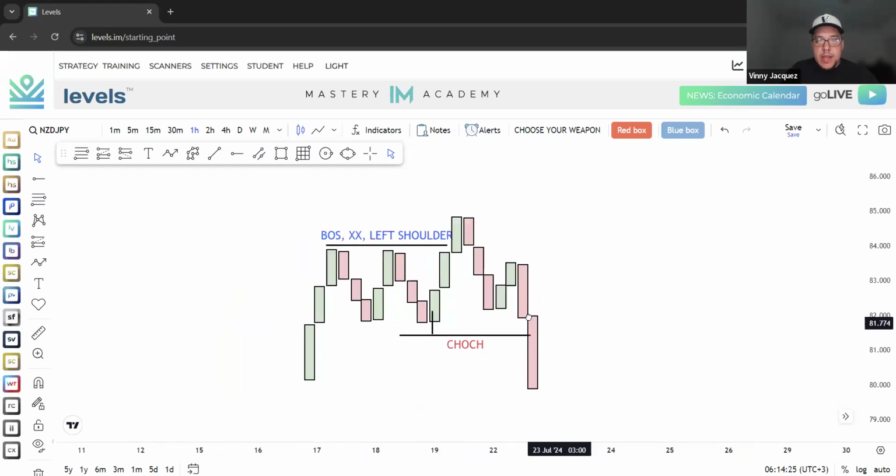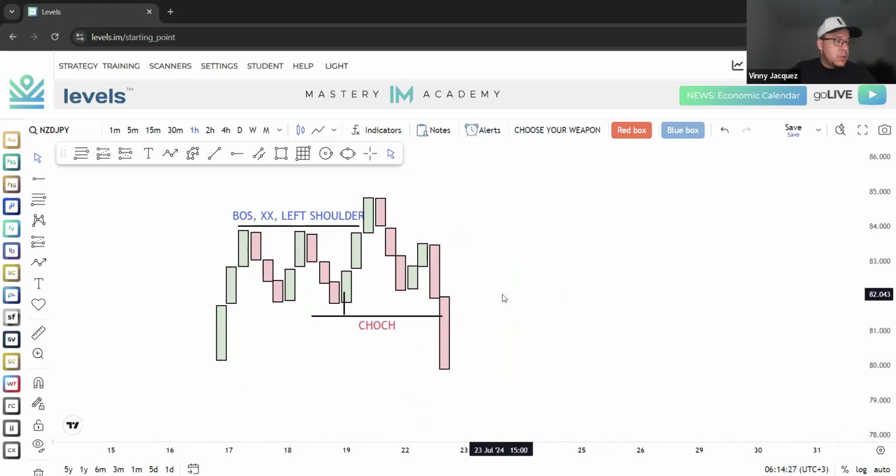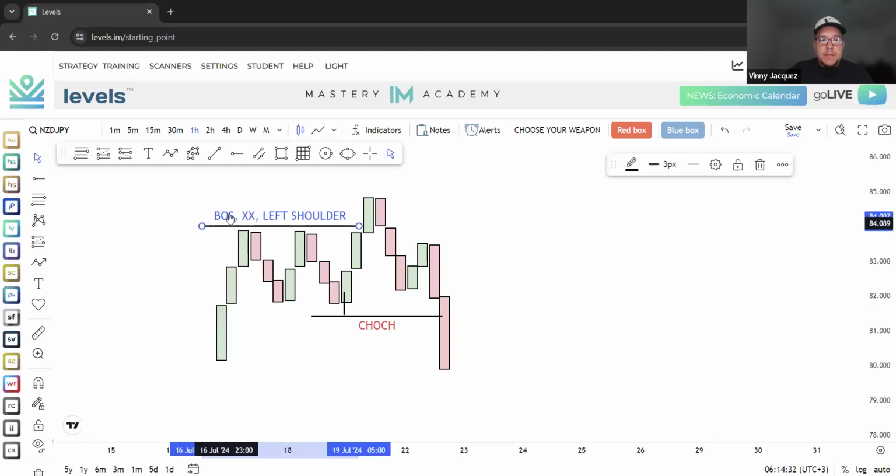If you have any questions at any time, please let me know. So at this point, we have the break of structure that happened. We know market cleared liquidity, and we have the left shoulder. The very last BOS before the change of character, guys, that's my left shoulder.